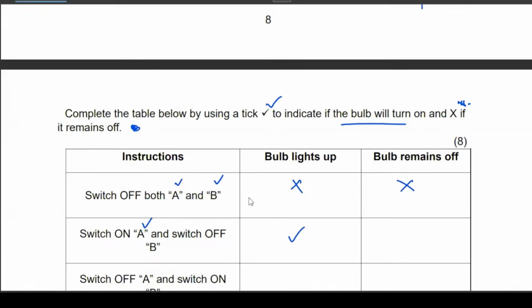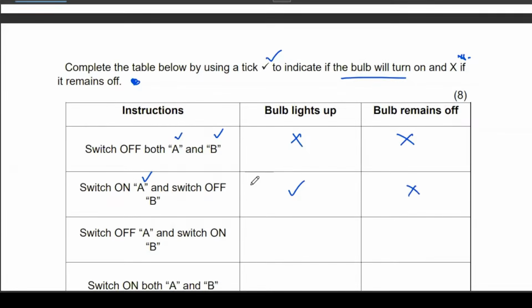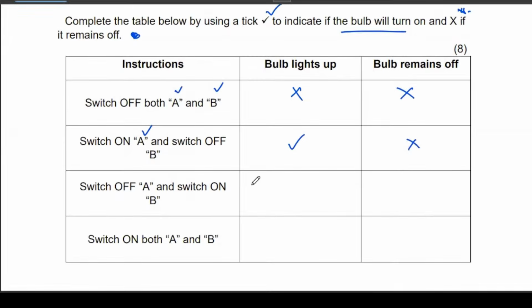And then the bulb remains off. Nope. And then switch off A and switch on B. So it's just going to be the same thing. So this and that. And then switch on both A and B. Yes, the bulb is going to light up. But is the bulb going to remain off? Answer is a no.